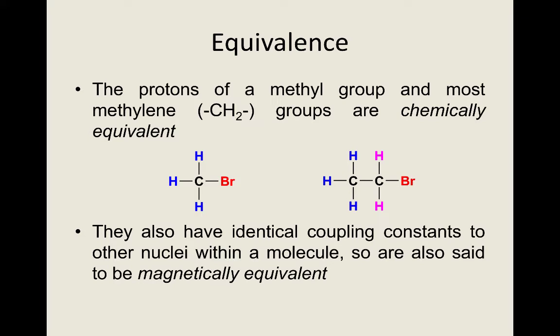The protons in methyl groups and most methylene groups are said to be chemically equivalent, as they have the same relationships to other atoms in the molecule. In the example of bromomethane, on the left here, all three hydrogen atoms are one bond away from the carbon and two bonds away from the bromine.